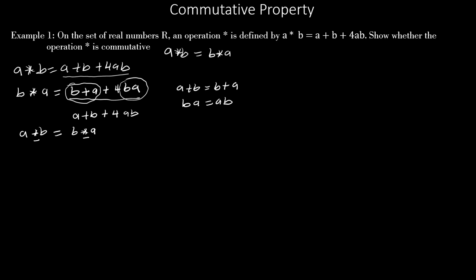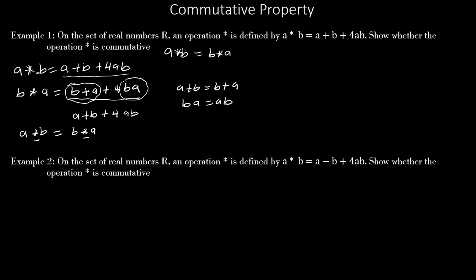Let's look at another example. On the set of real numbers R, an operation asterisk is defined by A asterisk B to be equal to A minus B plus 4AB. Show whether the operation asterisk is commutative. Here also we have our operation A asterisk B, which is defined as A minus B plus 4AB.